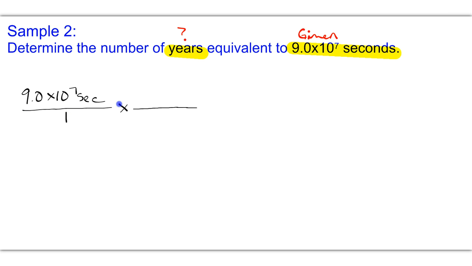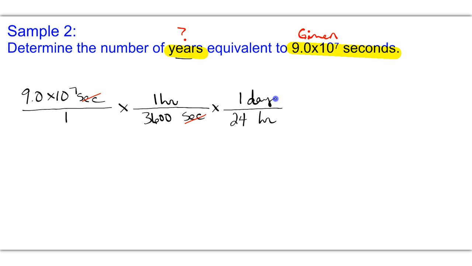Times, draw a line. We're going to bring seconds down to the next step, remember, so that they'll cancel. I know that there are 3,600 seconds in 1 hour. I'm still trying to get to years, so I'll go another step. Times, draw a line. I'm going to take hour, because remember, seconds has canceled. So I'm going to take hour now and bring it down to the bottom of the next step. And we're going to go from hours to days, because I know that there are 24 hours in 1 day.